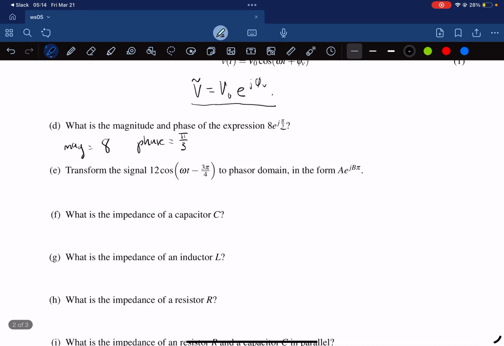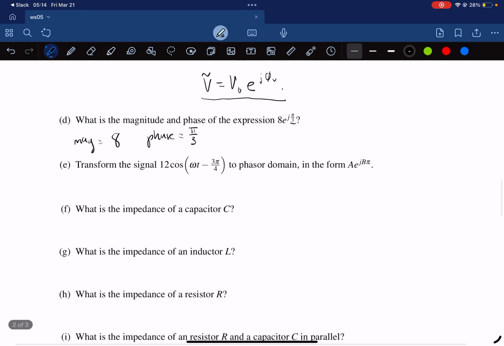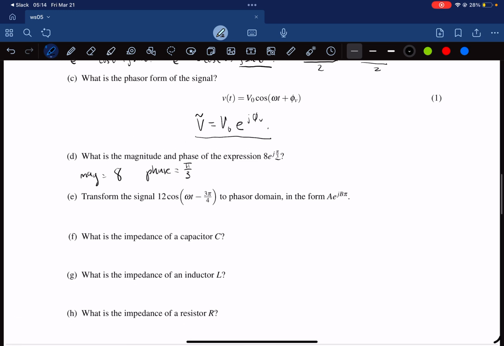Okay, part E, transform the signal, this thing, to the phasor domain in the form A e to the j b pi. So again, what they want us to do is turn this thing into a phasor, like we did here. If we want to find the phasor of, let's say, this is equal to V of t, we're trying to find the phasor of V. That's essentially what we're being asked right now. So what would V0 be? V0 is 12. That's the amplitude, right? And then what we can do is turn cosine of omega t minus 3 pi over 4 into simply e to the j times minus 3 pi over 4.